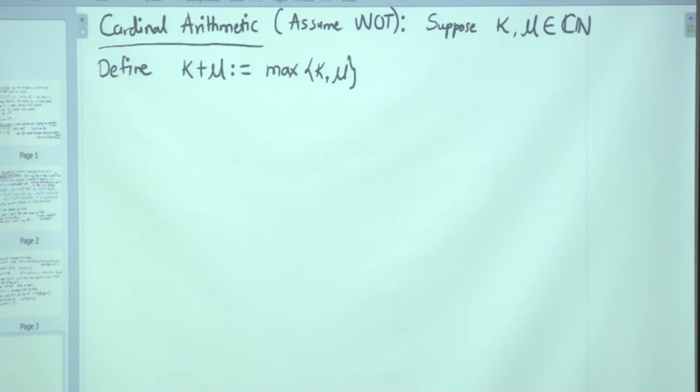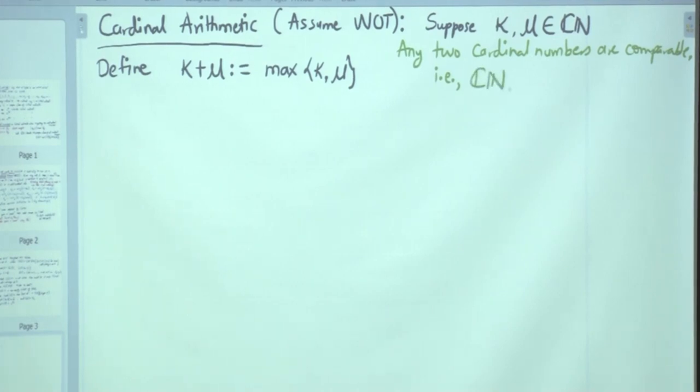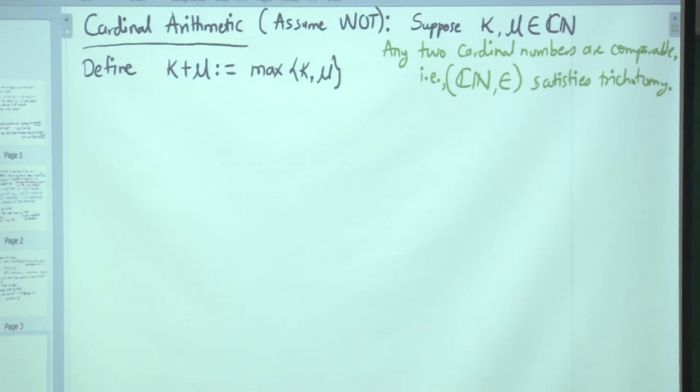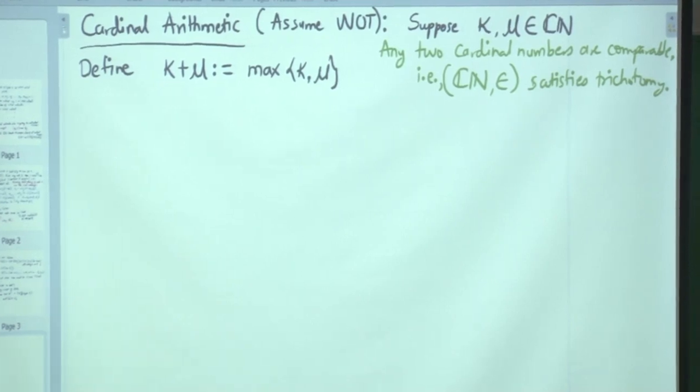So any two cardinal numbers are comparable. Here I will write that any two cardinal numbers are comparable, i.e. the class of cardinals with respect to the belonging relationship satisfies trichotomy. You know what trichotomy is: given any kappa and mu, either kappa is equal to mu, or kappa is less than mu, which is kappa belongs to mu, or mu belongs to kappa. Okay, so therefore, the sum is this.